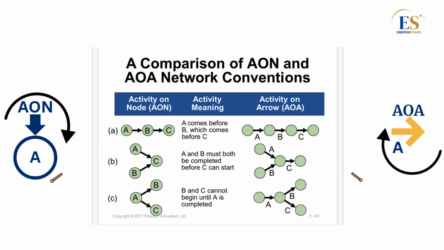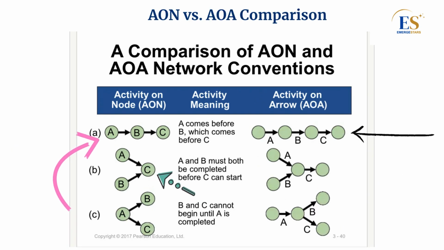So AON uses boxes for activities and AOA uses arrows. Easy. Let's look at a few examples. In the first case, activity A must be completed before B can start, and B must finish before C begins. In AON, this is shown as 3 connected nodes, A, B, C. In AOA, it's shown with arrows labeled A, B, and C connecting the sequence of events. Both diagrams express the same logic, that one activity follows another.